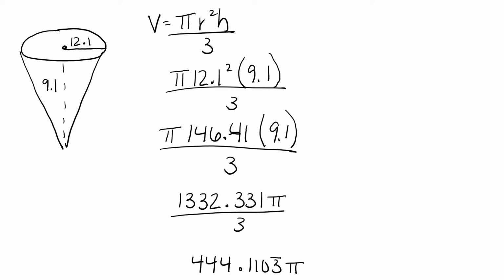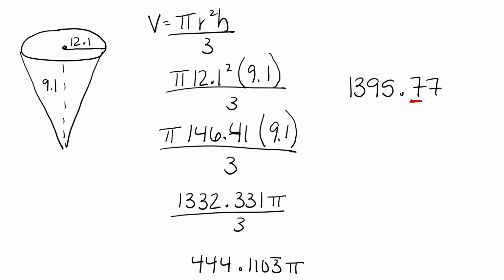Notice we did not round any of our decimals during the problem. Keep everything in the calculator as you solve each step. We do not round until the very end. And when we multiply by pi, the directions tell us to use the fraction 22 over 7, giving us a value of 1395.7753 repeating. The directions tell us to round to the nearest tenth.